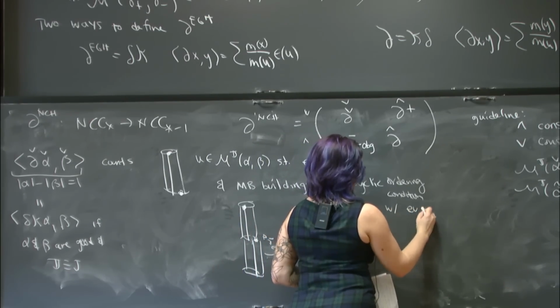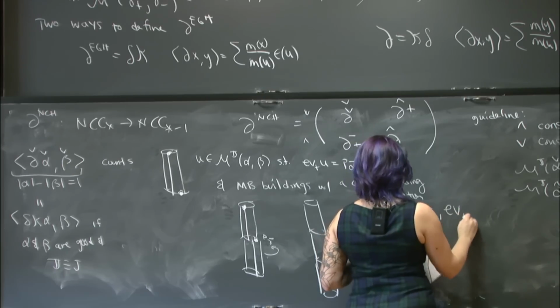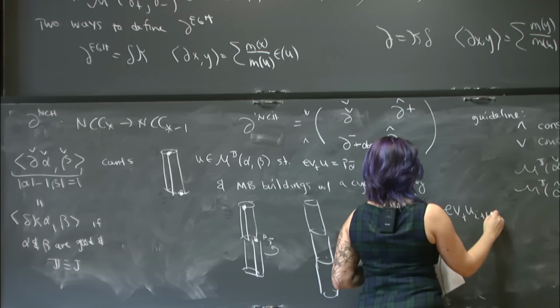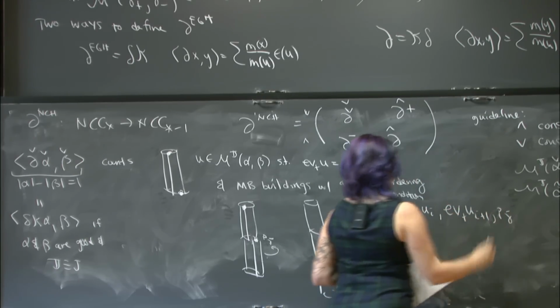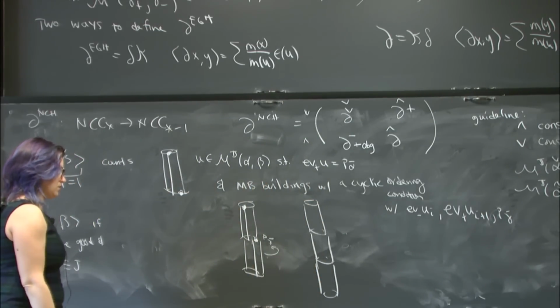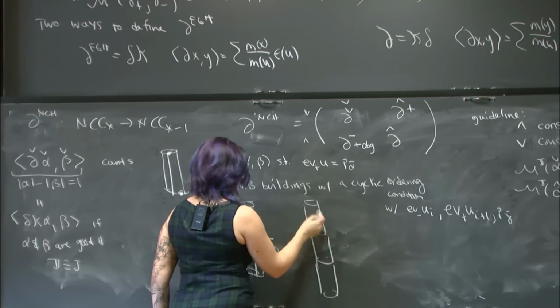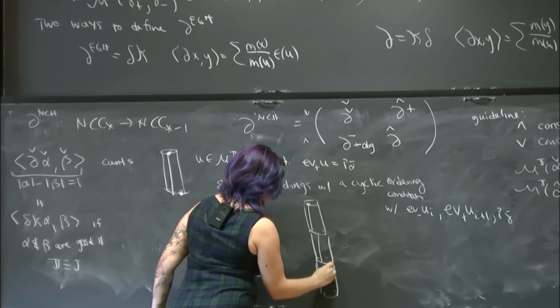So you have a cyclic ordering condition with ev minus of ui, ev plus of ui plus 1, and the base point of the intermediate Reeb orbit. And so you can keep doing things like this.